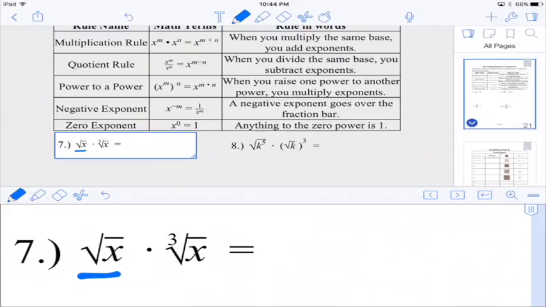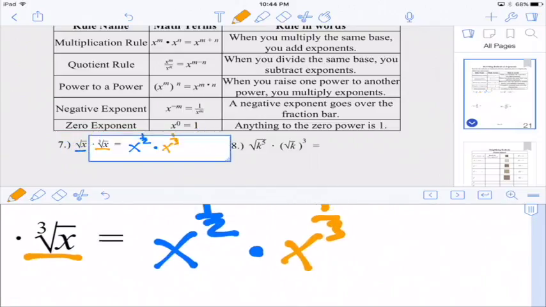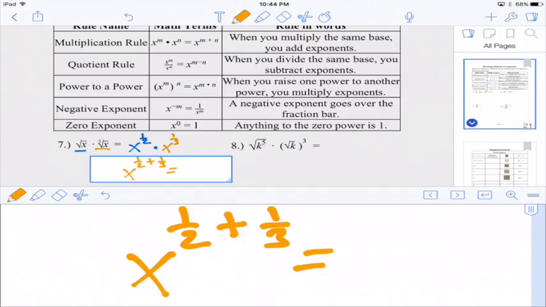If I change the square root of x to a fractional exponent, I get x to the 1/2 times this one, I get x to the 1/3. Okay, this is multiplication rule. So I have x to the 1/2 plus 1/3. Now, I know many of you have trouble with fractions and adding them. We cannot add them the way that they are. Check these with your calculator.